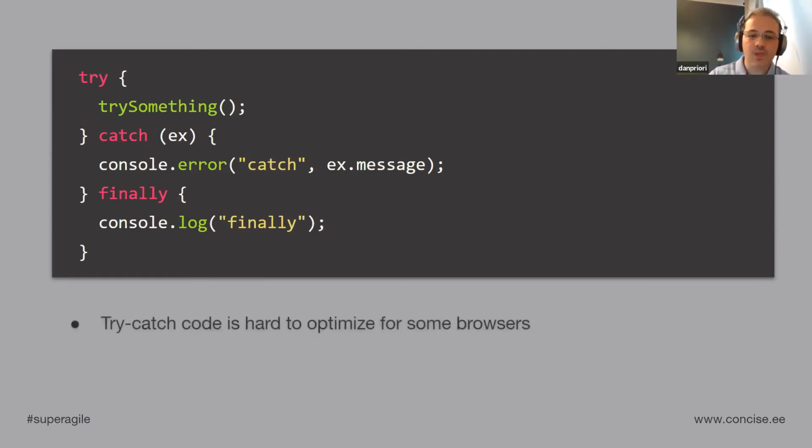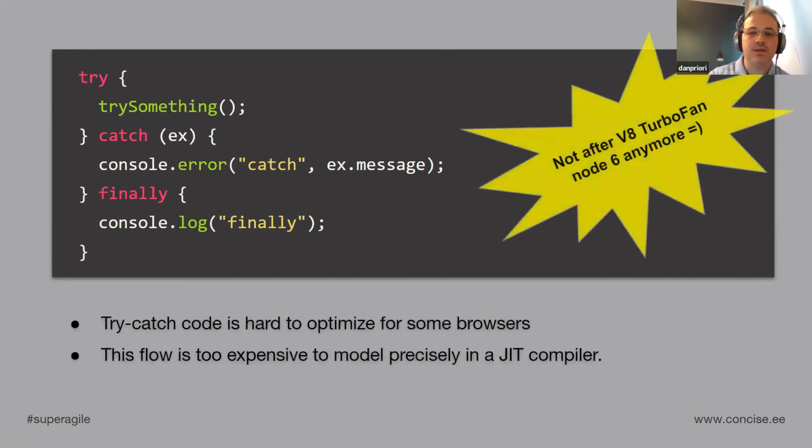However, after the TurboFan V8 Node 6, which is version 6, we don't need to care about this anymore because the try/catch is totally optimized after this version. However, it's not optimized yet in some Safari versions, in some Internet Explorer, and even in Microsoft Edge.